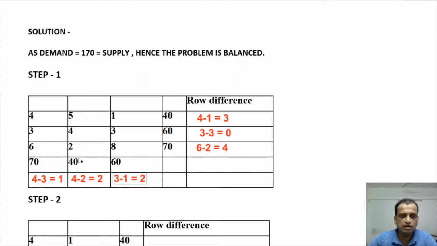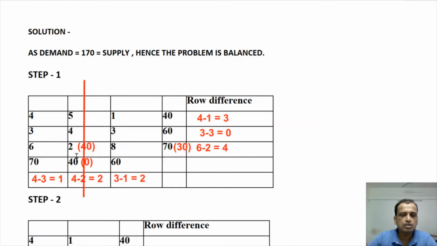Here the 40 is the demand and 70 is the supply. So what can we allocate? We can allocate 40 here, so we'll write down 40. Now once we have allocated 40, what is remaining here? 0 is remaining. Clear? And what about here? Out of 70, 30 is left. So what is cancelled out here? This column is cancelled out, because the 40 demand is already fulfilled.